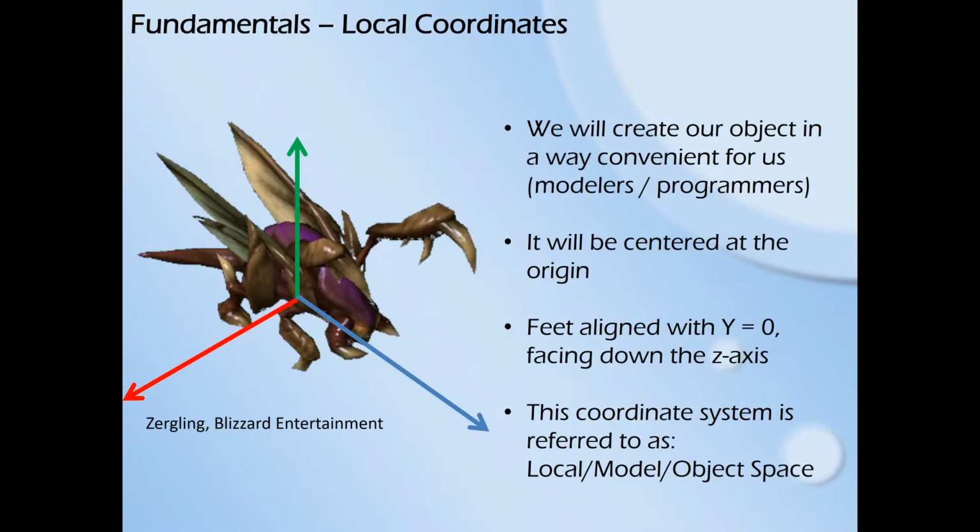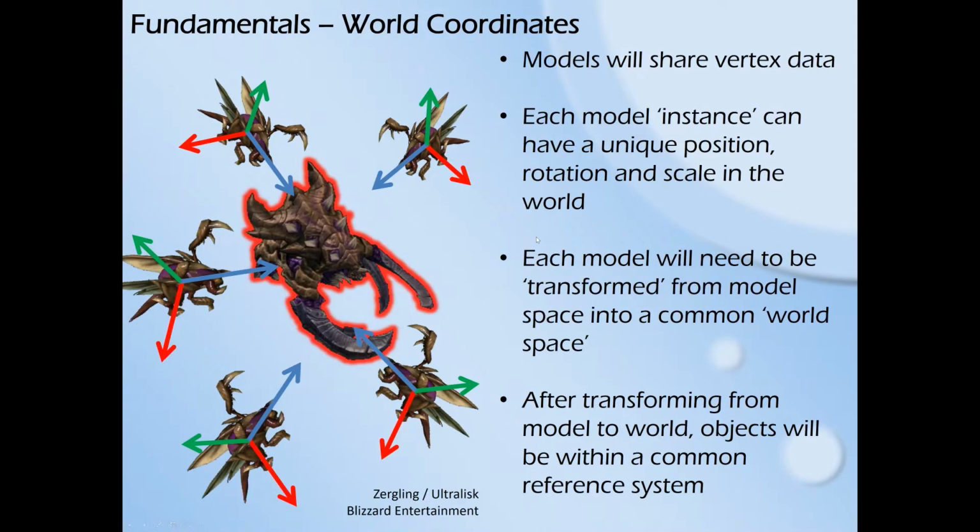And when we create different objects in our 3D worlds, we typically create them in a way that makes the most sense. Now I'm using the picture of a Zergling from Blizzard Entertainment's StarCraft game to give you an idea of what I'm talking about. But the idea here is that forward is the direction it's facing. To its right is the x-axis and up is the green or y-axis. We do call this local model or object space, and that's where all of our models are normally kept.